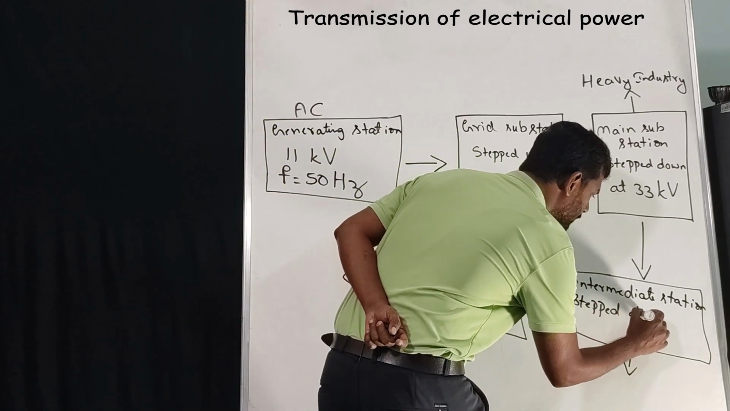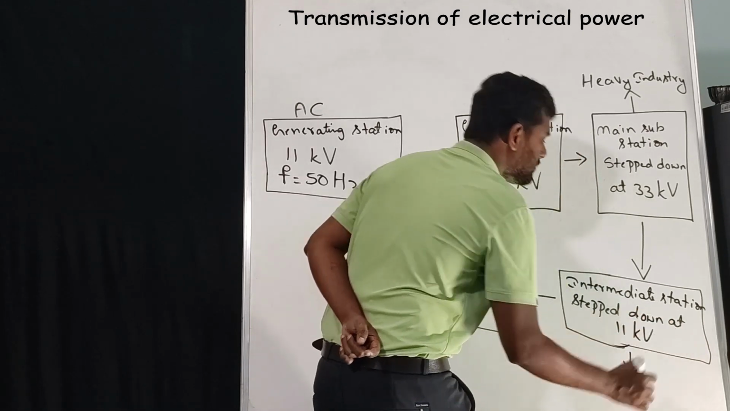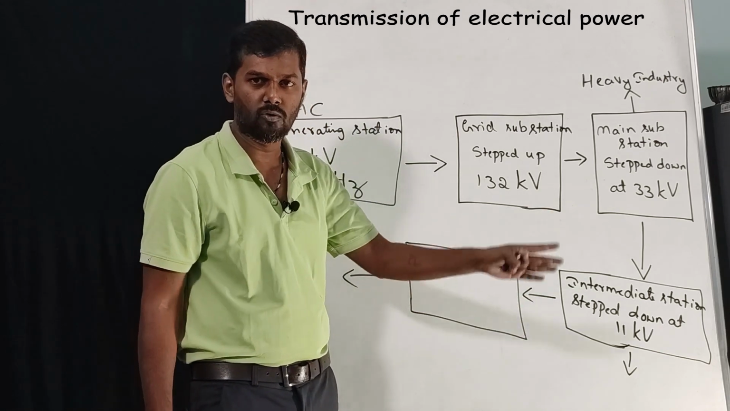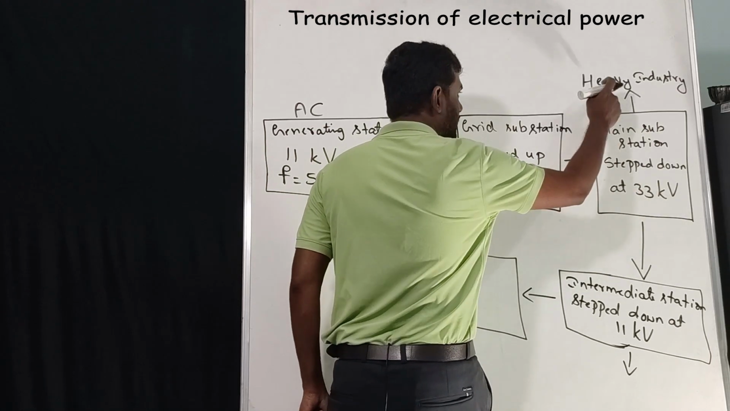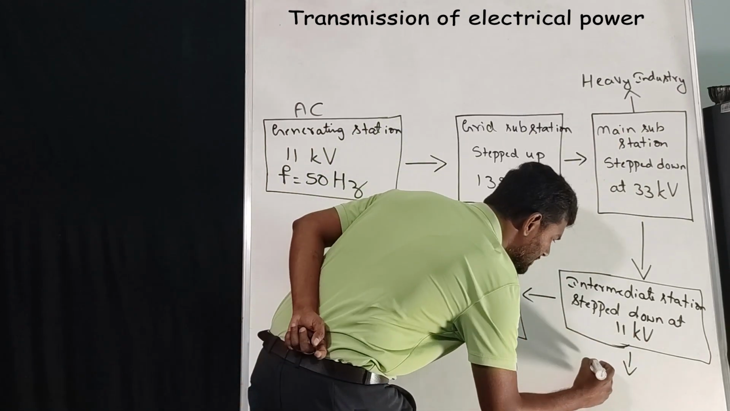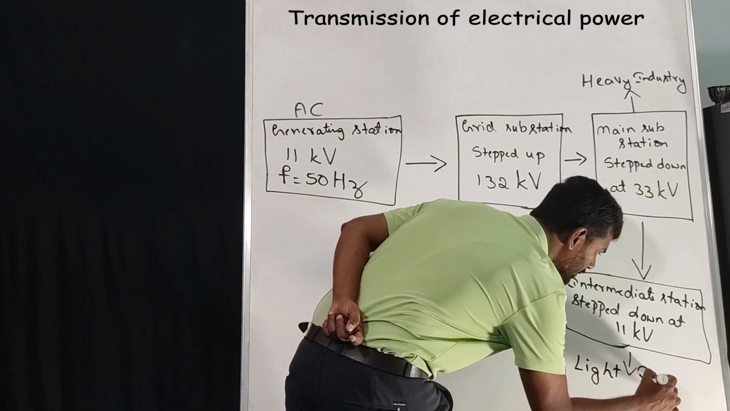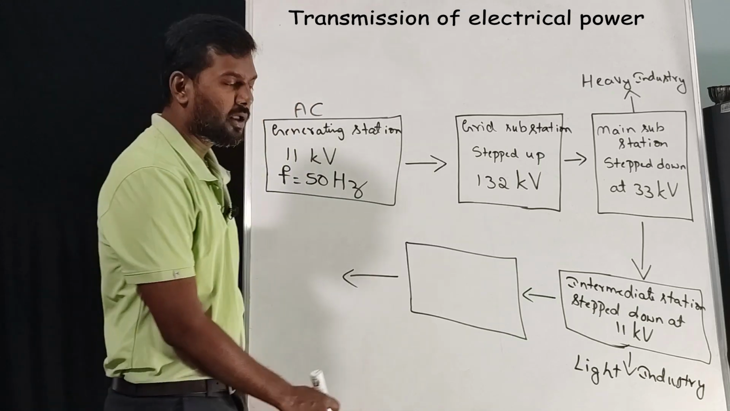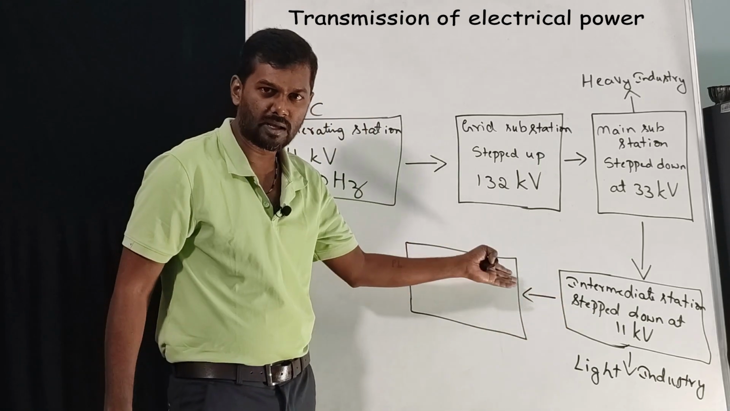Step down at 11 kilovolts. Again it is converted into exactly 11 kilovolts. Why? This 33 kilovolts is given to heavy industries, and 11 kV is given to light industries. Okay, now after giving it to light industries, again we have taken the parallel connection.